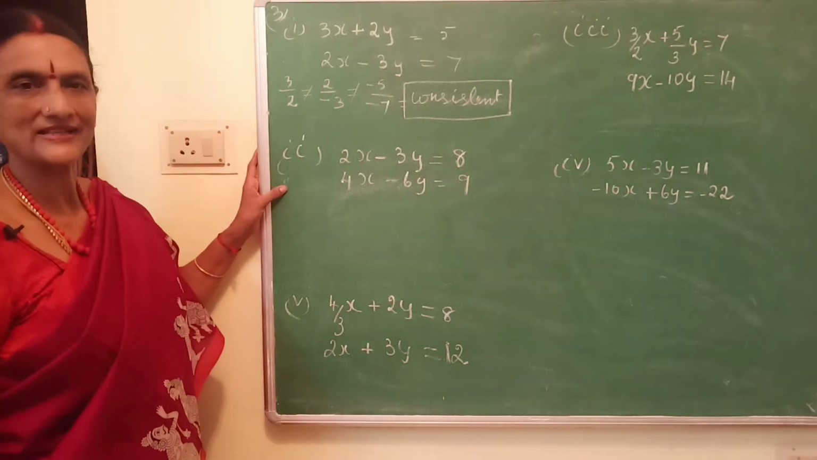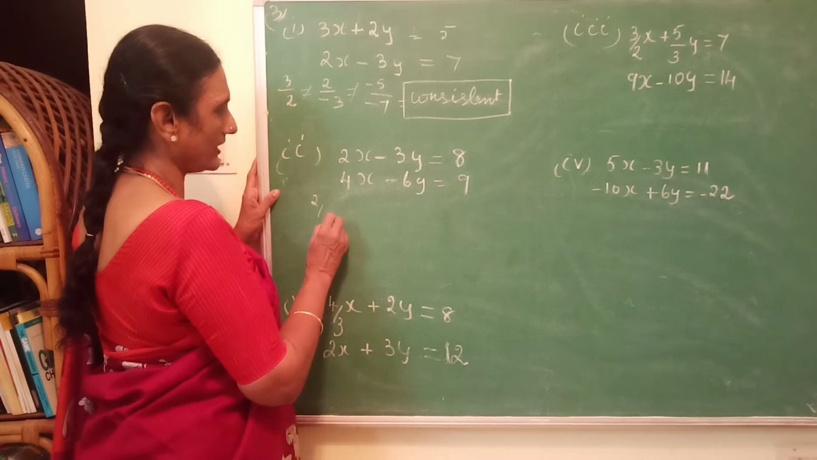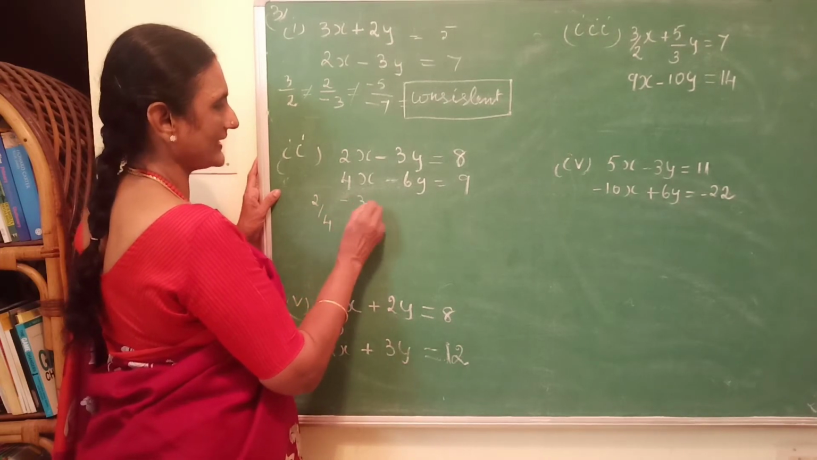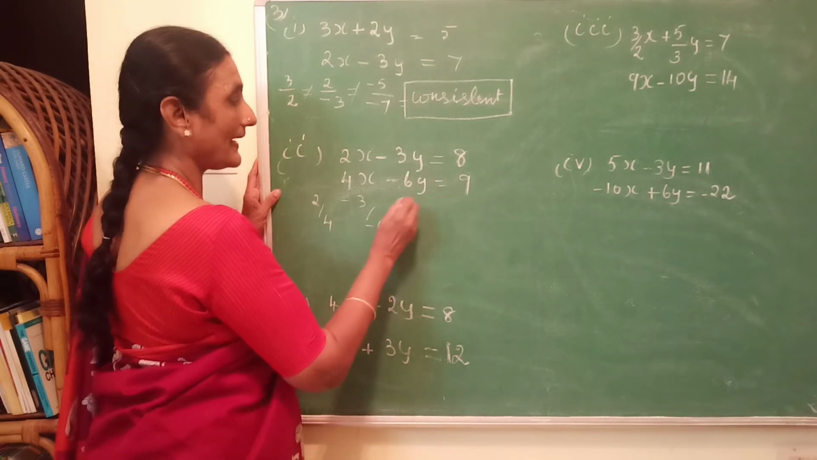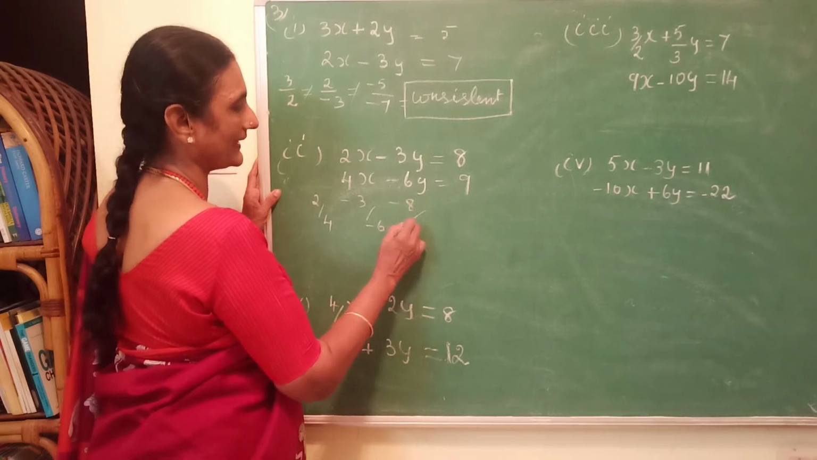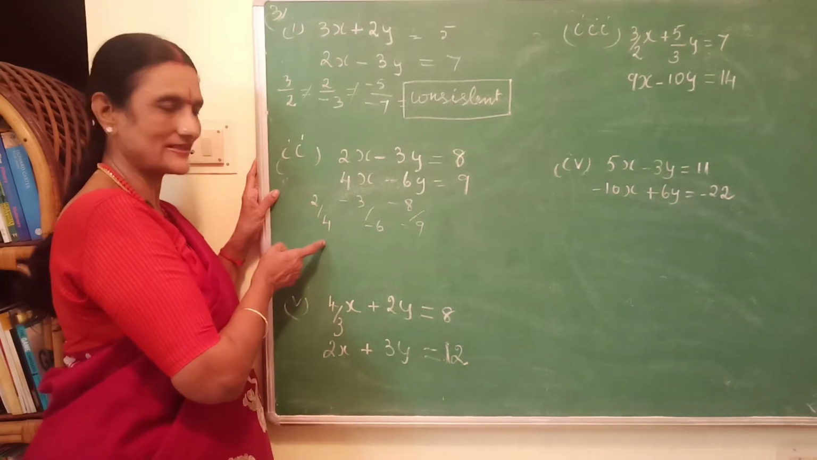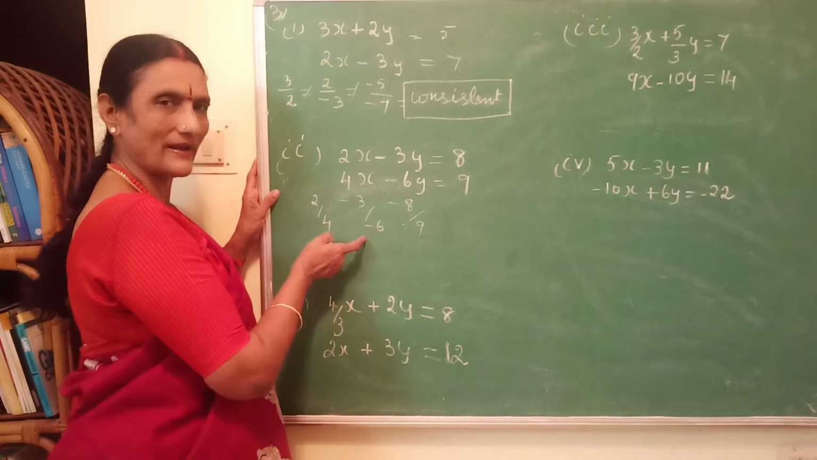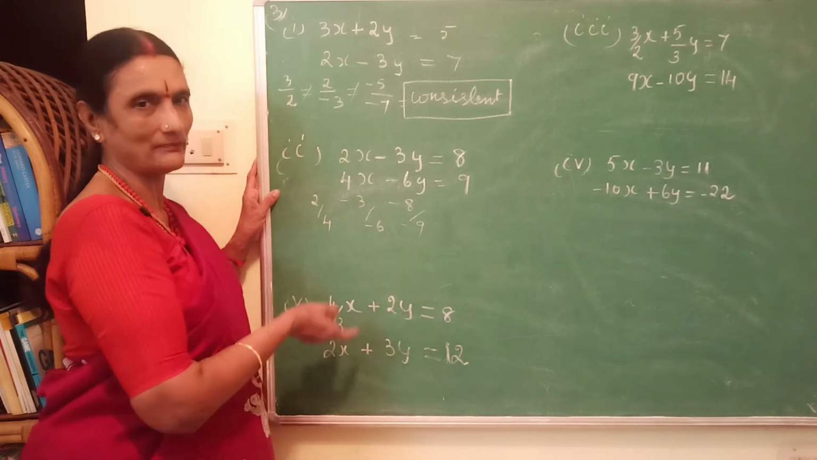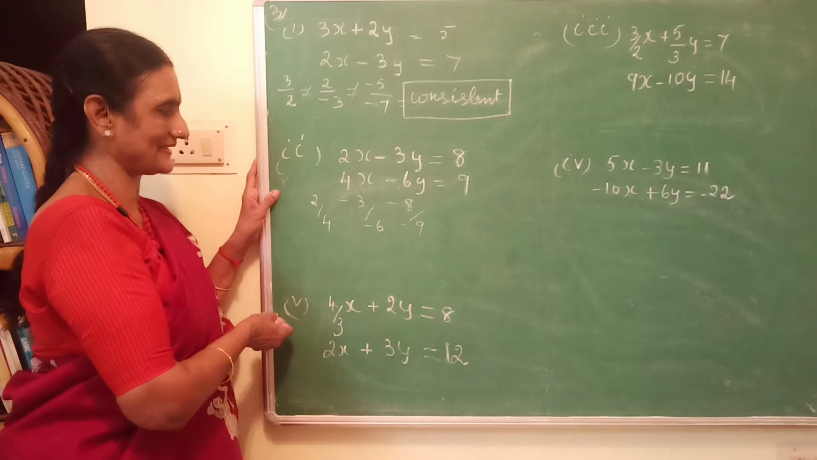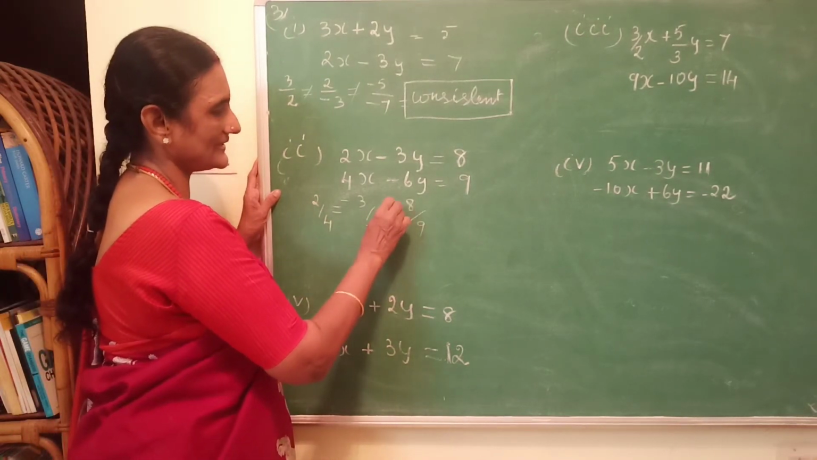Now, moving on to the second, what happens? A1 by A2 is 2 by 4. B1 by B2 is minus 3 by minus 6. C1 by C2 is minus 8 by minus 9. So, in this case, what happened? 2 by 4 is half. Minus 3 by minus 6 is again half. But that is not equal to 8 by 9. These negatives will get cancelled. That means these two ratios are equal, but this is not equal.